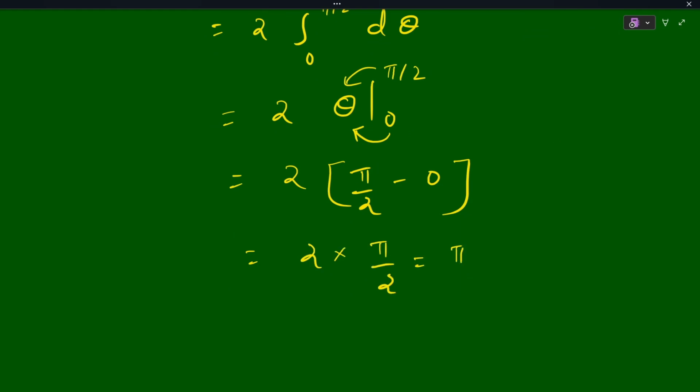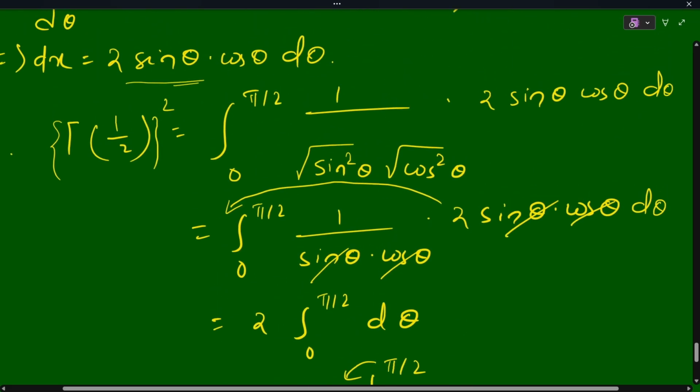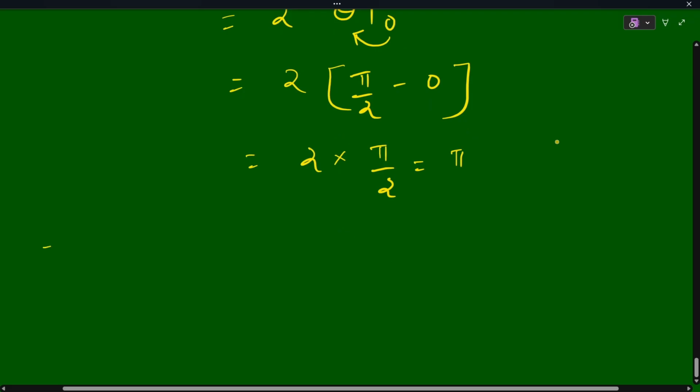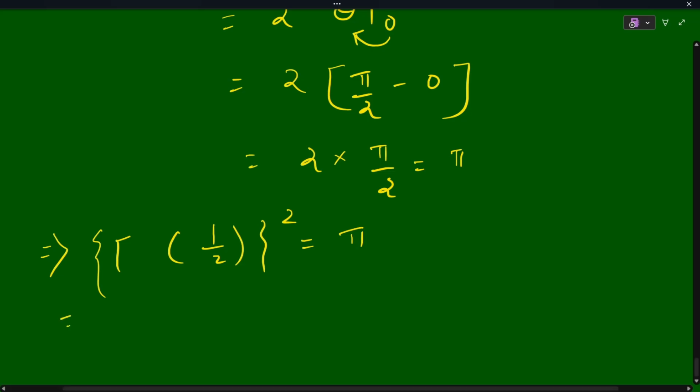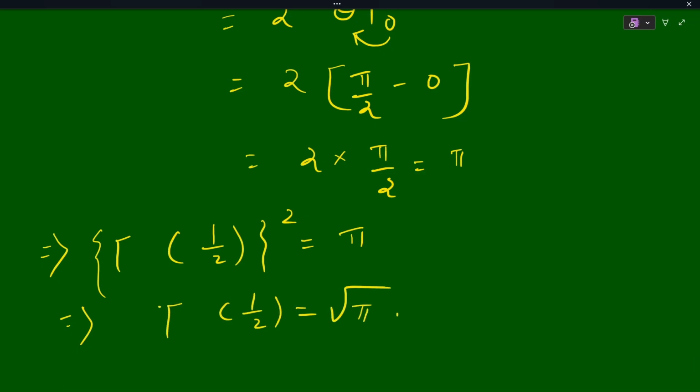Okay, so if you remember the left hand side, it is gamma half whole square. Okay, so now I am writing this again. It is gamma half whole square is pi. That means I will take the square root on both sides. It would be gamma half equal to root pi.